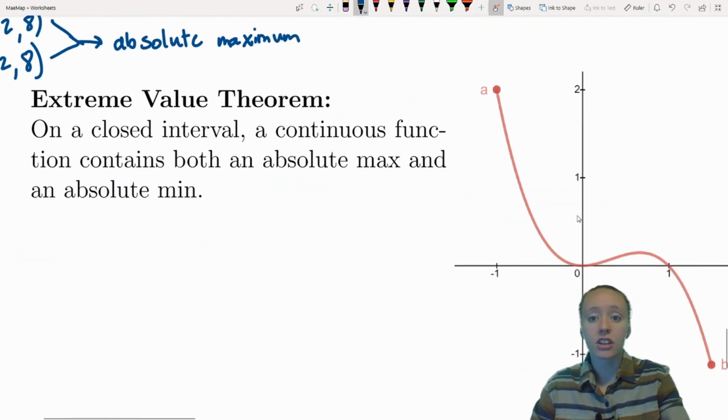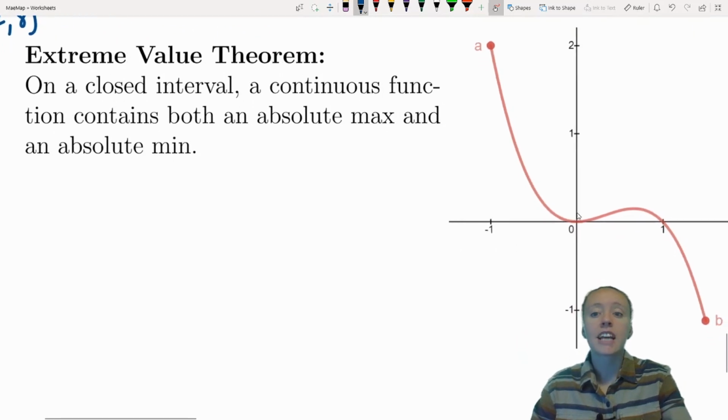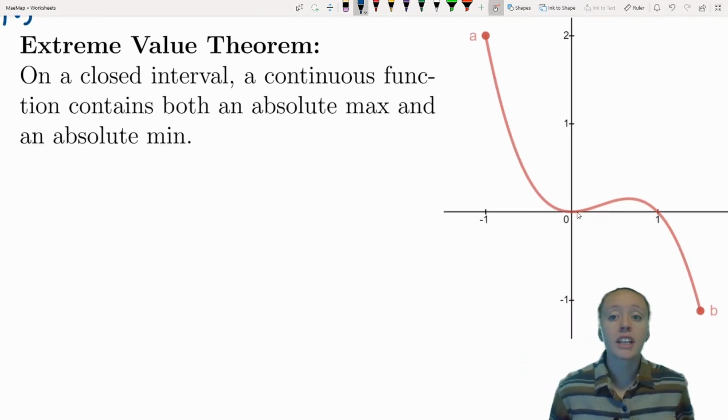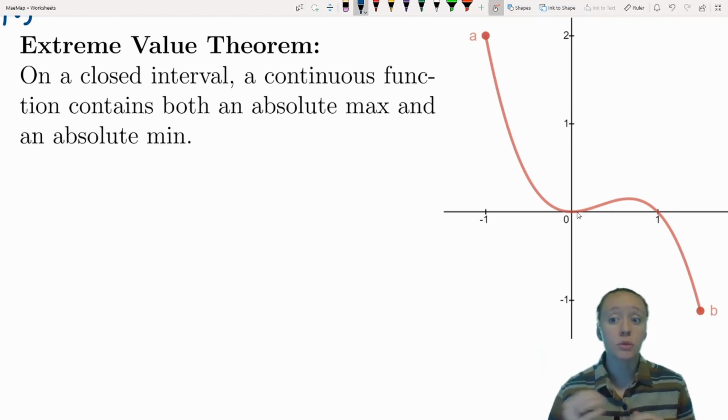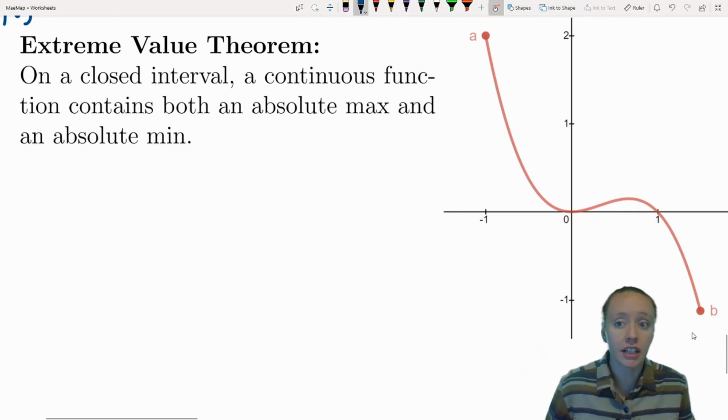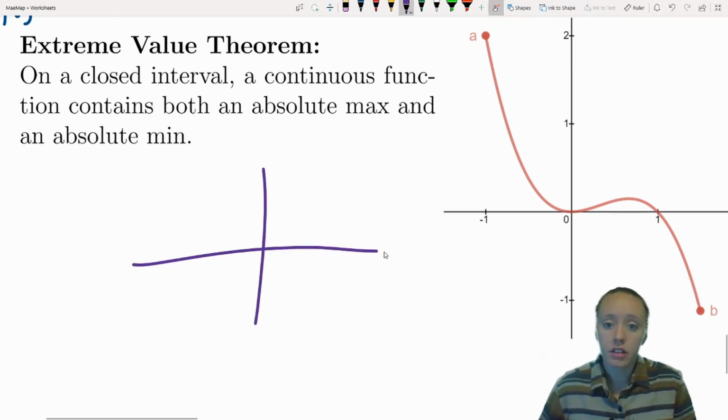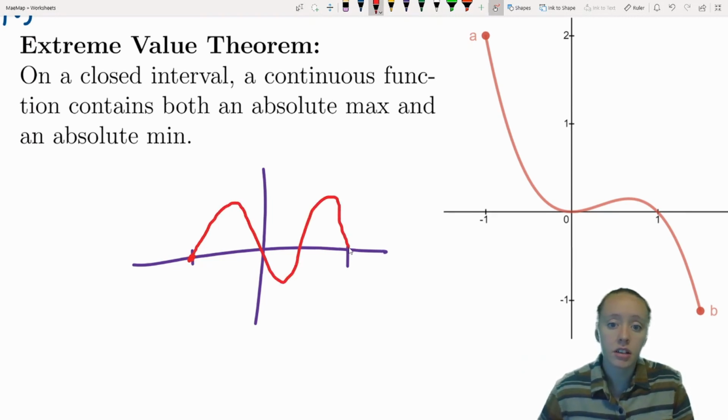Just as there is a local extreme value theorem, there is an extreme value theorem. What the extreme value theorem says is that as long as we're on a closed interval, a continuous function contains both an absolute maximum and an absolute minimum, what I have pictured here. I could also have a closed interval where I have some endpoint here, and my function looks like this. But even though my absolute maximum and minimum don't occur at the endpoints, they exist.